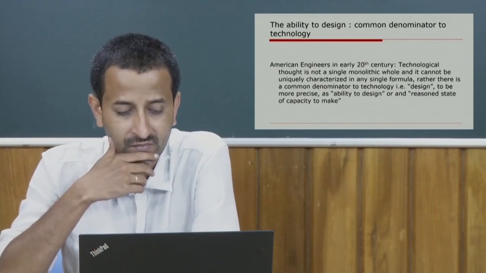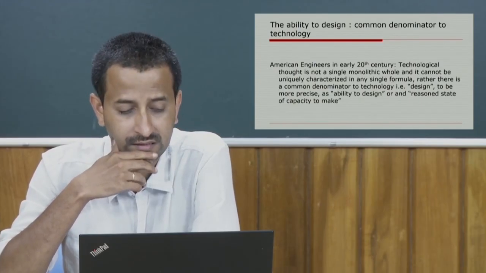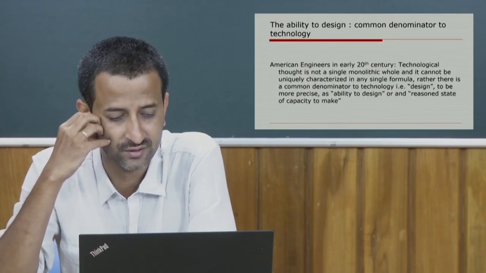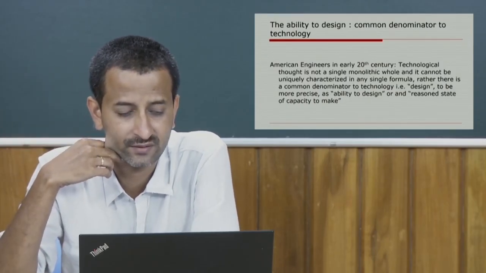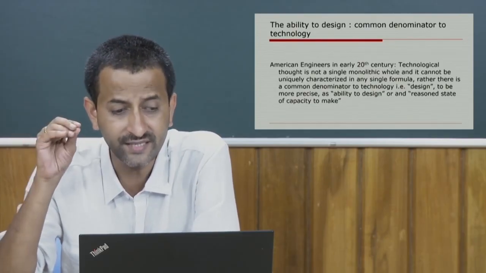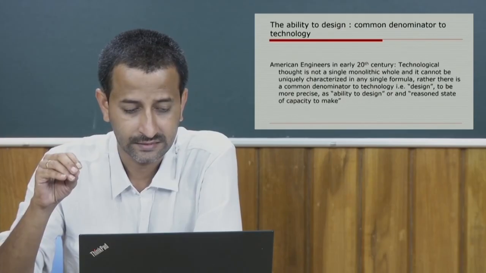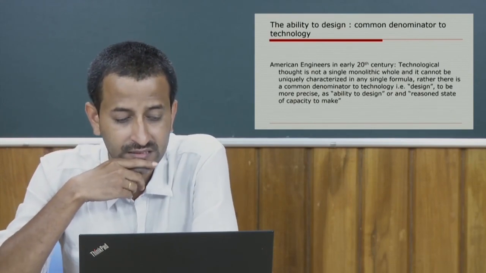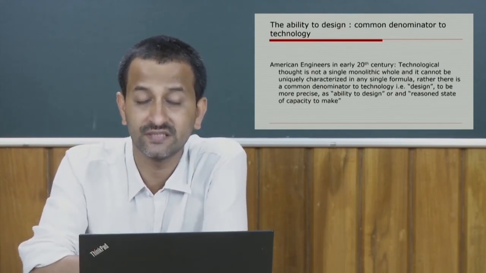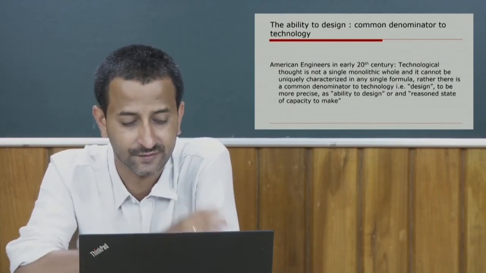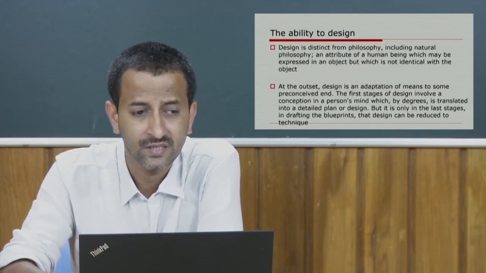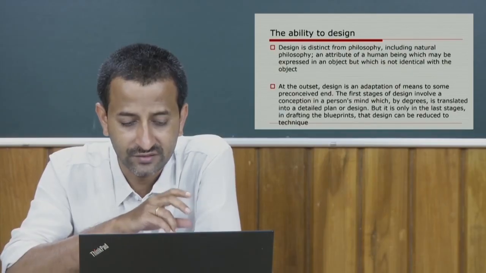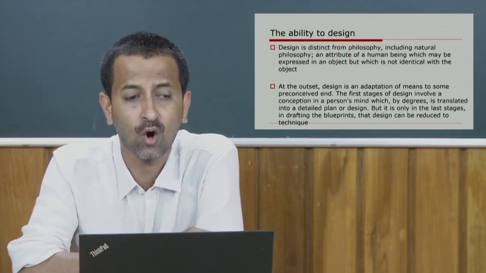In this regard, it is interesting to note that American engineers in the 19th century and early part of the 20th century have assumed that there was a common denominator to technology. And they have identified this as design, or to be more precise, the ability to design. Okay? There are several points about this characterization which deserve detailed discussion, emphasis. First, the engineers who used this also assumed that engineering comprised all technology.